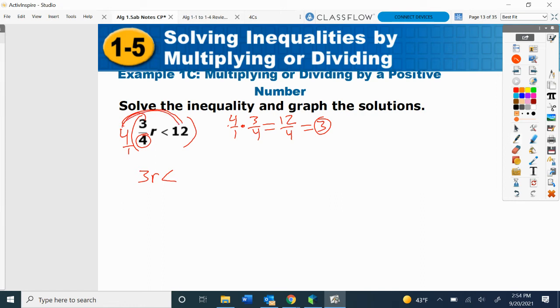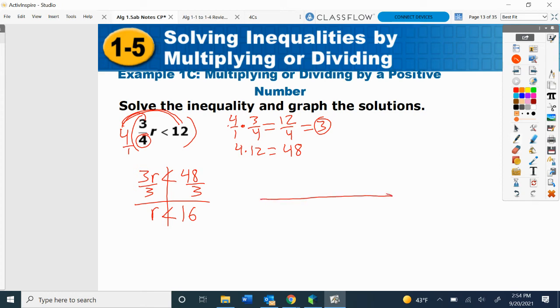Now you got to go 4 times 12. So 4 times 12 is going to get you 48. All right, so we'll put 48 right there. Now that we got that, it's just a nice equation without any fractions. So we'll divide this side by 3, and we're going to get r is less than 16. Okay, so there's our answer. It got rid of the fractions.